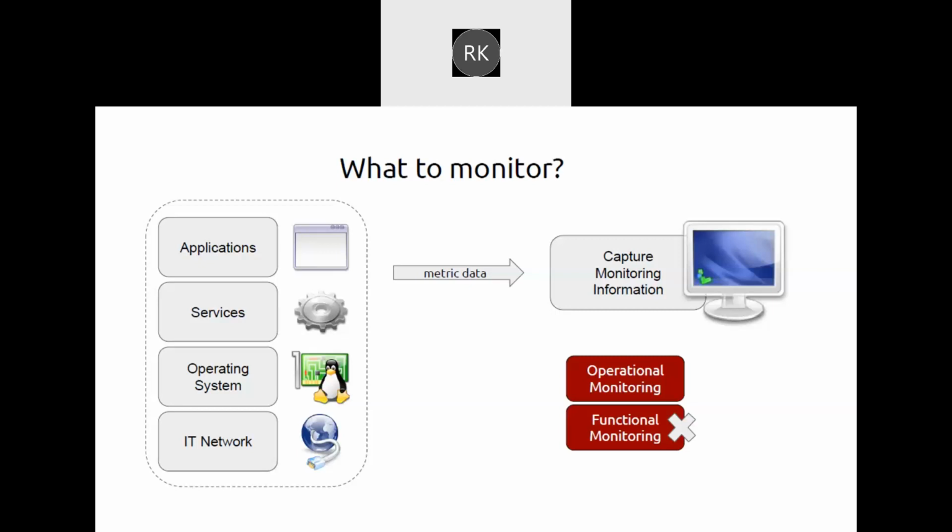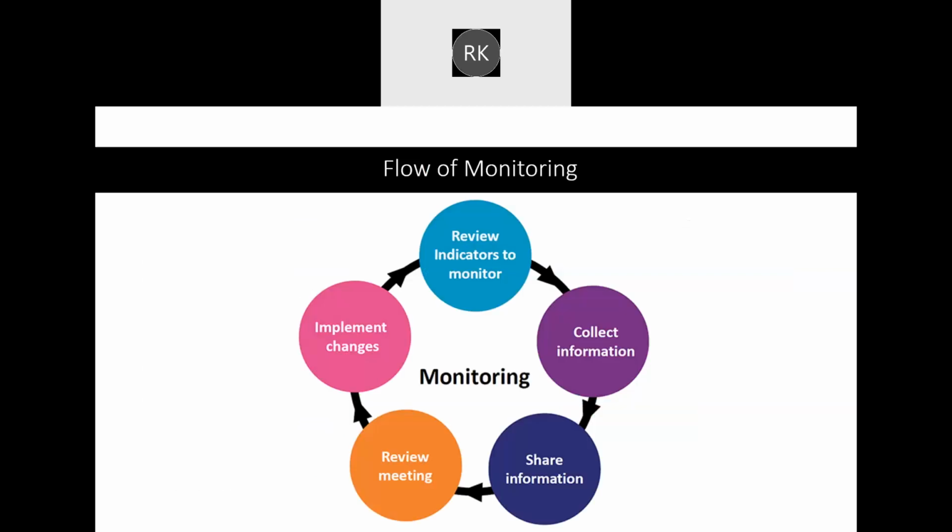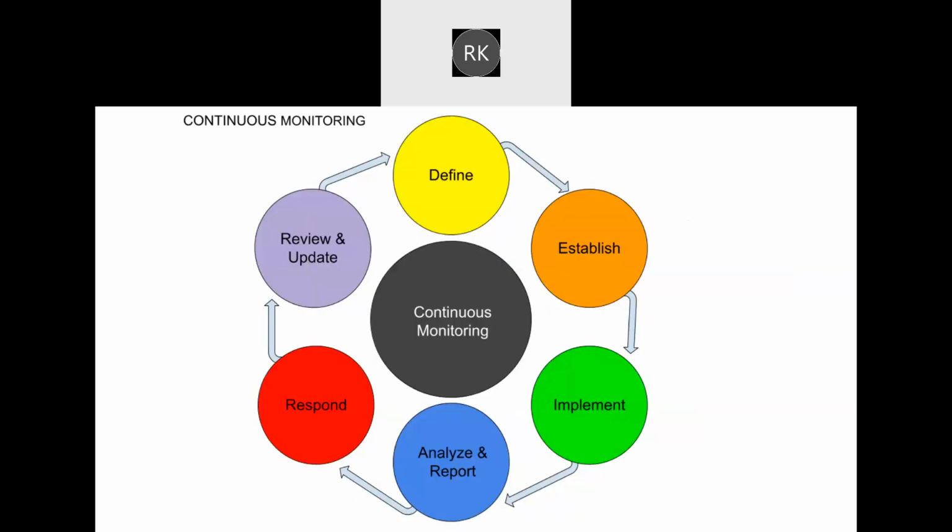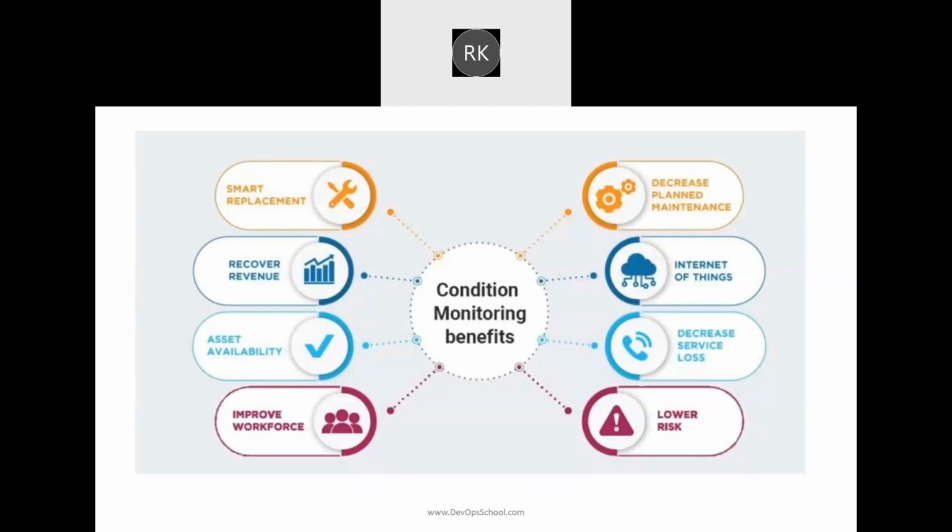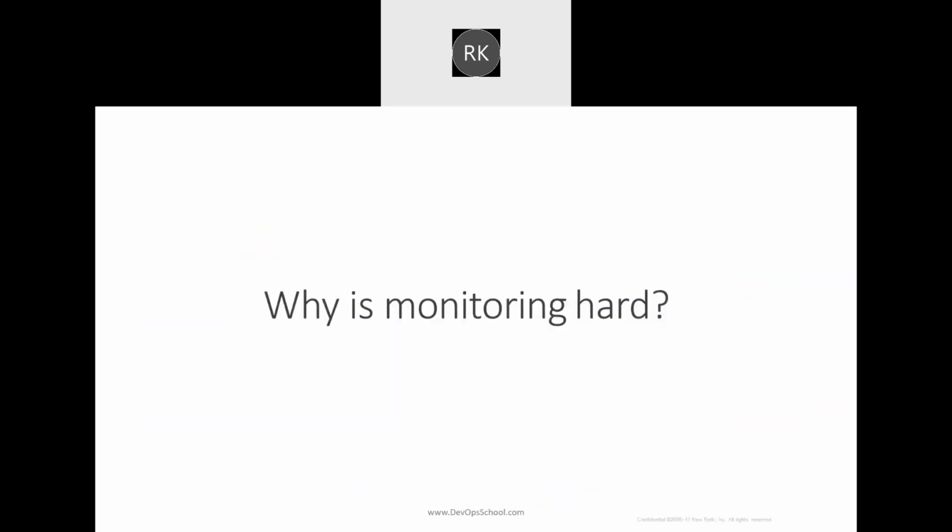Which data? Metric data, and store at some place. Okay. So that is something which we do. So this is the flow of monitoring: collect information, share information, review meetings, implement changes, review indicators, and also here. This is also flow. So you understand what is monitoring, why do we need it, process, plan, flow, and stuff like that.